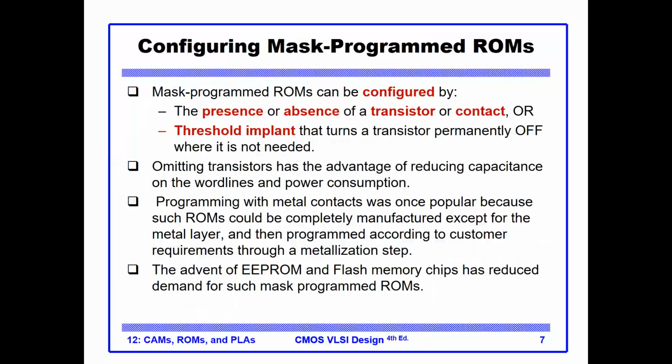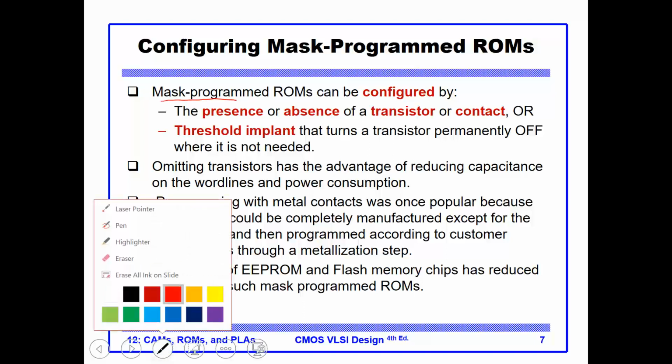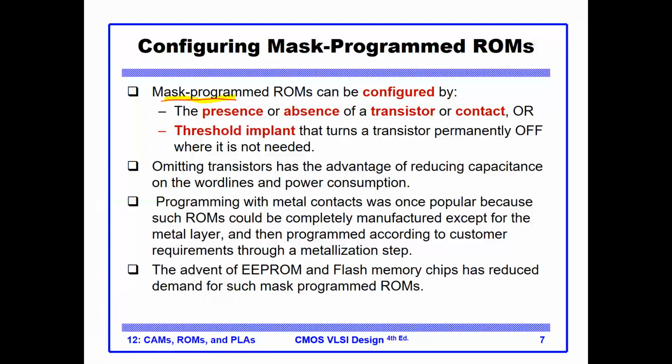And now, basically in general, mask ROMs can be configured. Configured means what? It means that I can store a 0 or a 1 by what? By the presence or absence of a transistor, as we have seen. Now we can go further, or contact.